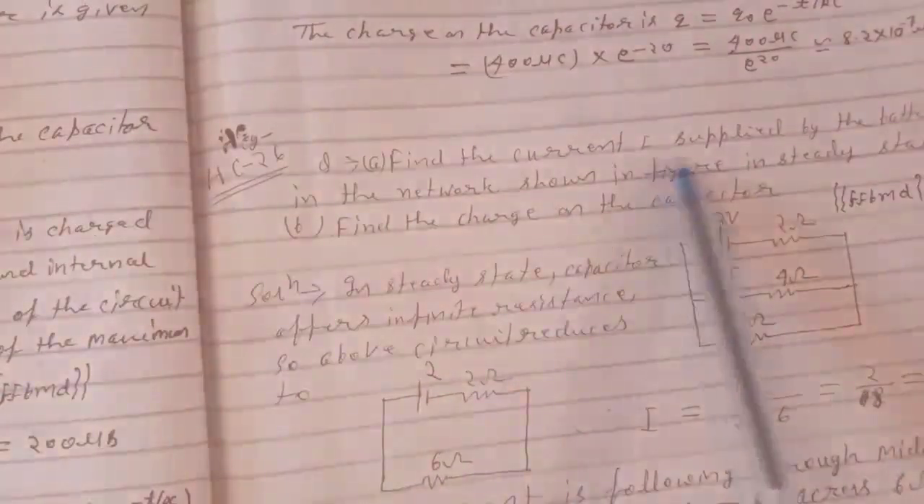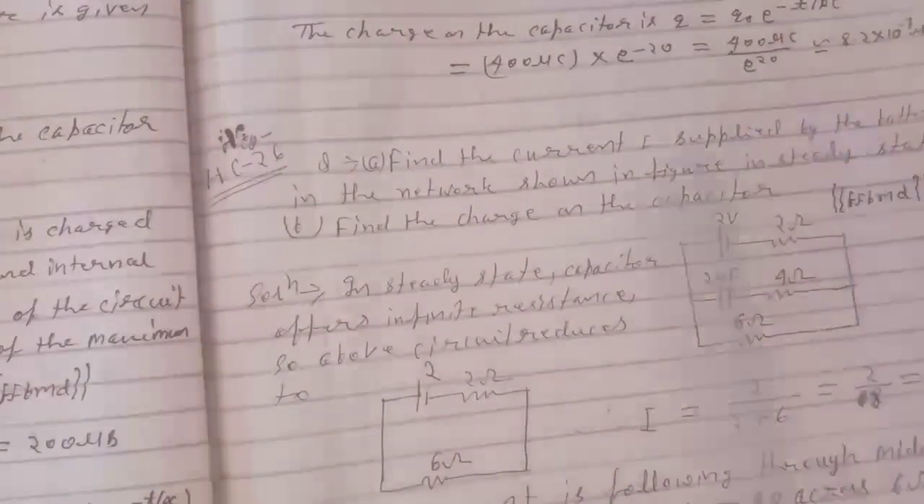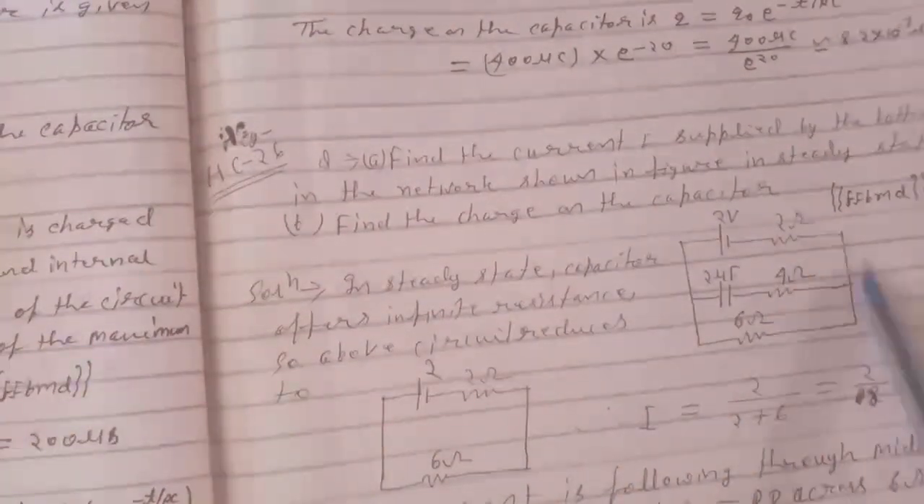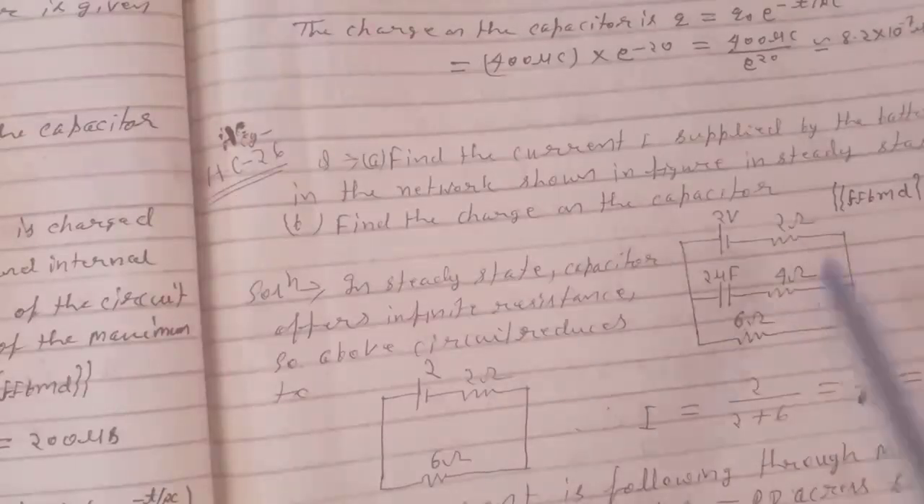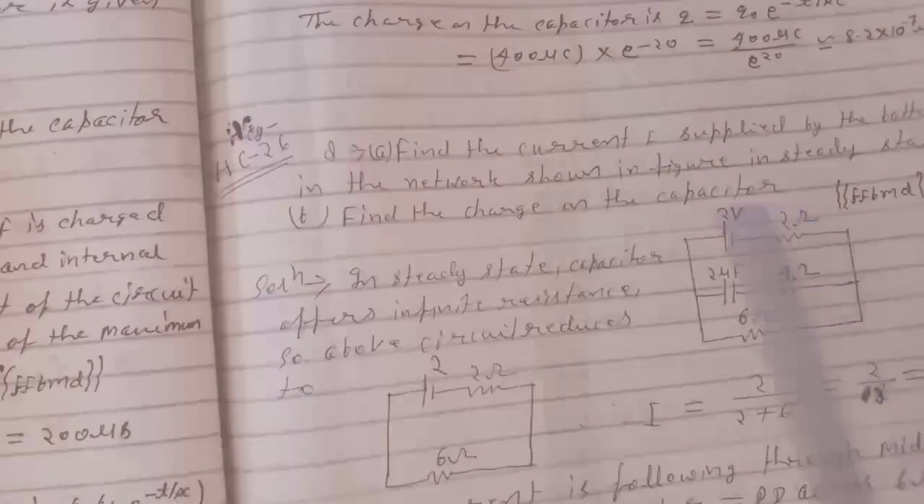Next question. A. Find the current I supplied by the battery in the network shown in the figure in a steady state. B. Find the charge on the capacitor. Here the network is shown. This is our capacitor, this is our battery, and these are resistances.